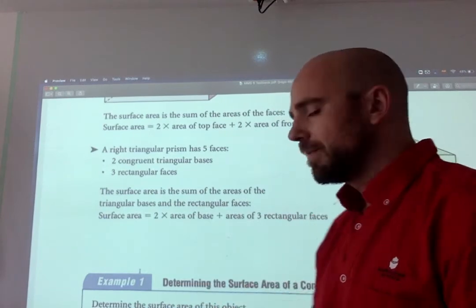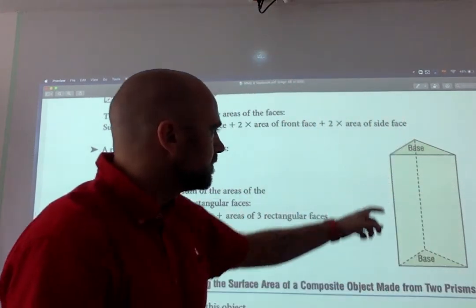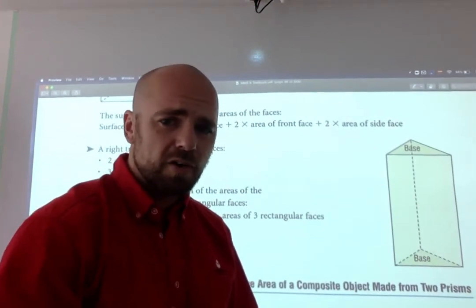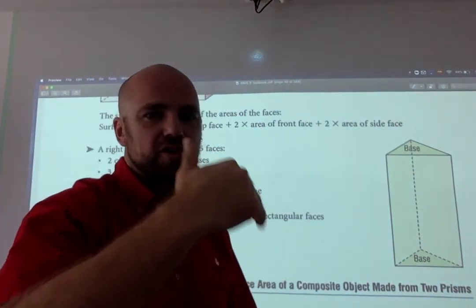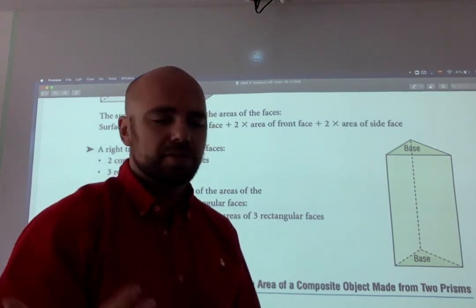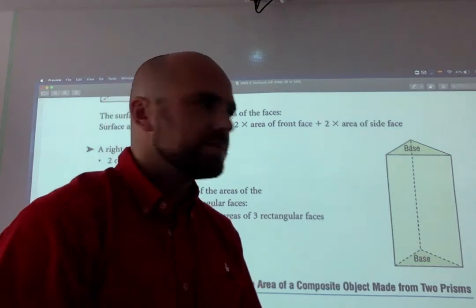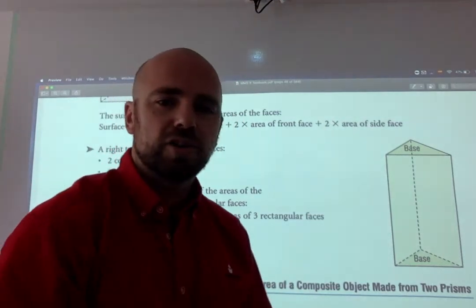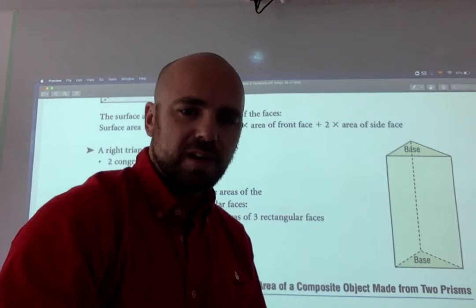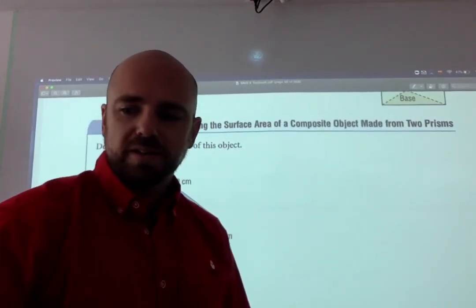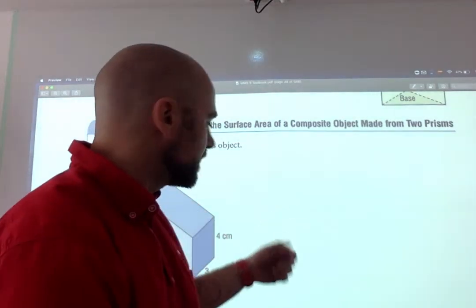So we have the base of each of them, which would be the same, but then the sides could be different. If you don't have an equilateral triangle, then each of the sides could have a different area. So here's an example. They want us to determine the surface area.